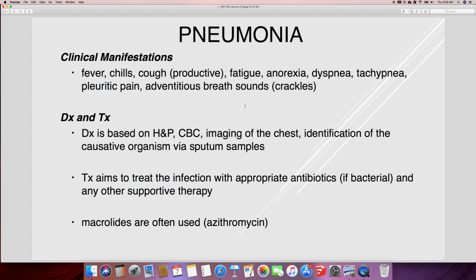Diagnosis and treatment: so history, physical exam, CBC is very important. Obviously, chest x-rays, and then obtaining sputum samples and identifying what the cause is. And then, of course, treatment: treat with appropriate antibiotics. Macrolides are a common class of antibiotics used here. An example of that is azithromycin. And then, of course, any other supportive therapies.